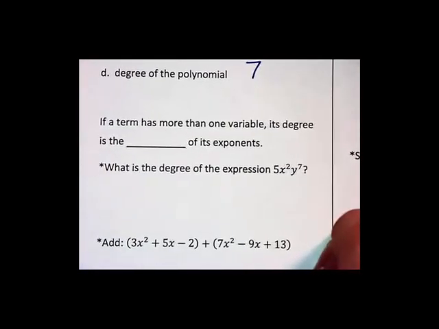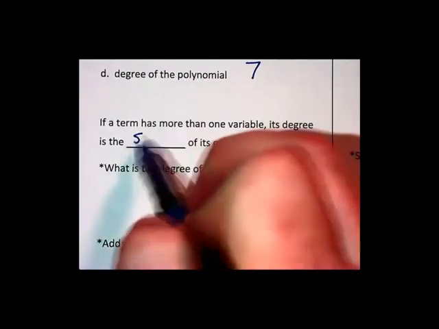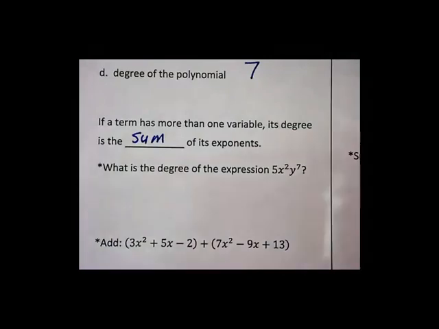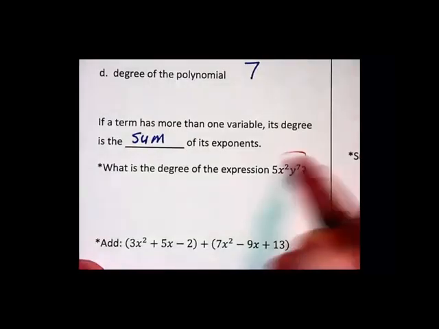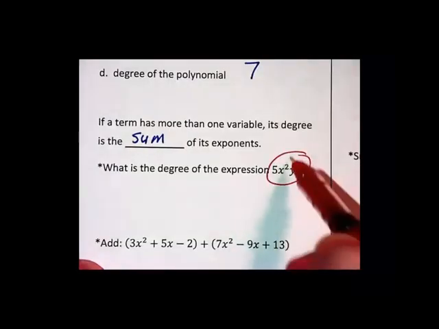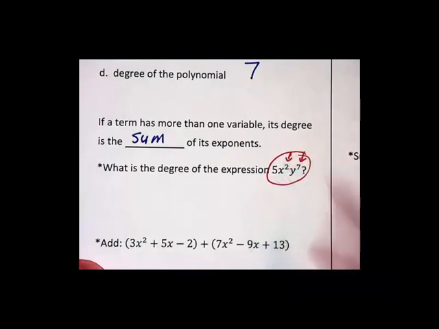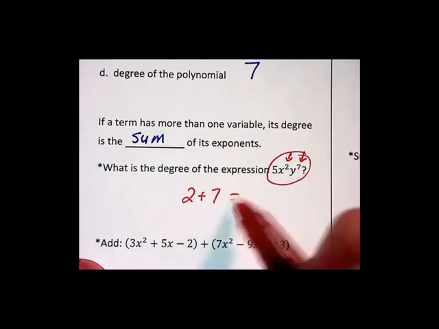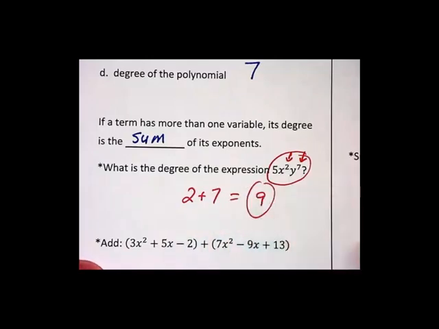Now, if a term has more than one variable, its degree will be the sum of the exponents. So for an example here, notice in this expression we have both an exponent of 2 and an exponent of 7. The degree of that term would be 2 plus 7, which would be 9. That would be a 9th degree term.